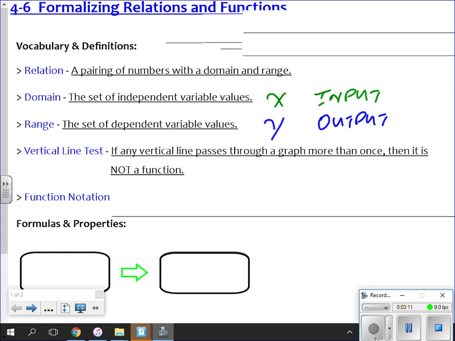Vertical line test. So some relations are functions. And we'll talk about what makes a function as we go through. Okay? A vertical line test is a way of telling is something a function or not. It is one way to tell if something is a function or not.